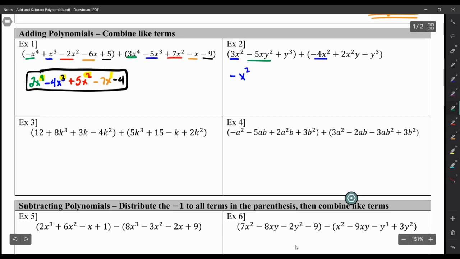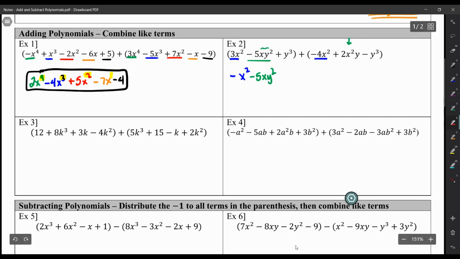Then we have -5xy squared. So this has two variables in it. So this needs a like term. However, this is not a like term. Notice the squares on the wrong one. This is xy squared. This is x squared y. So these are two different terms. Well, I don't see a like term with -5xy squared, so I'm simply going to drop down -5xy squared.